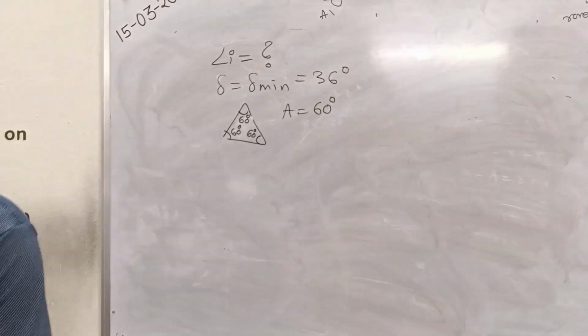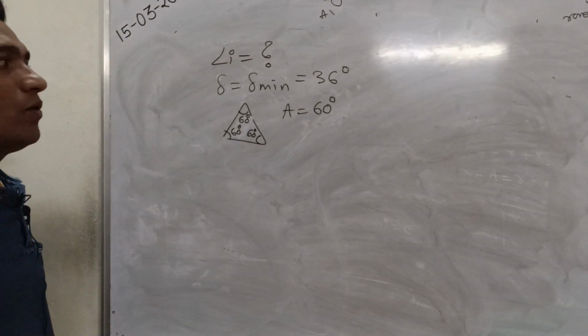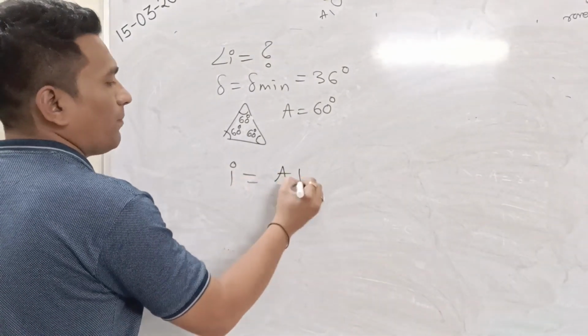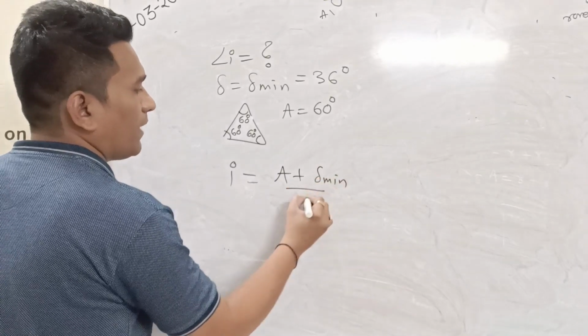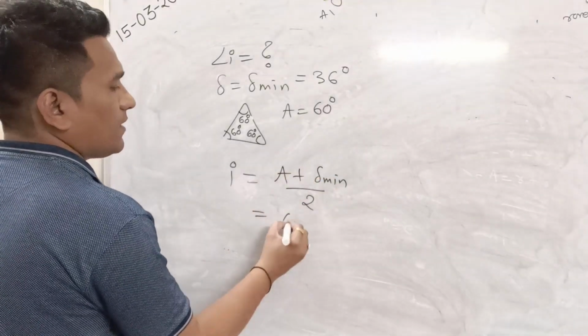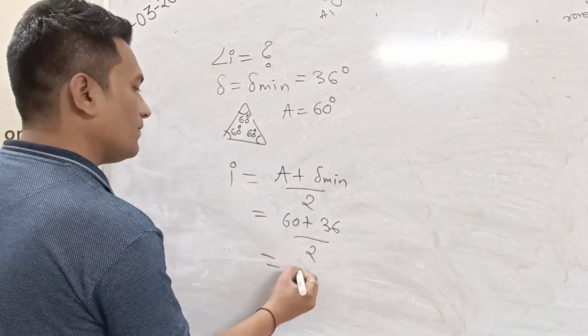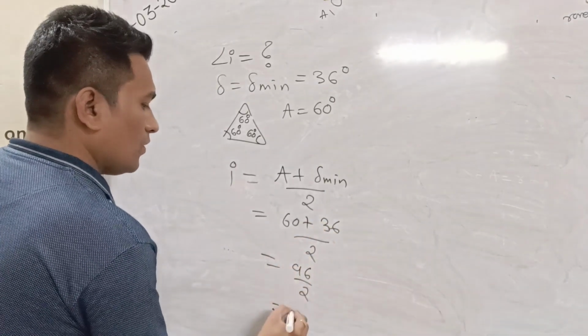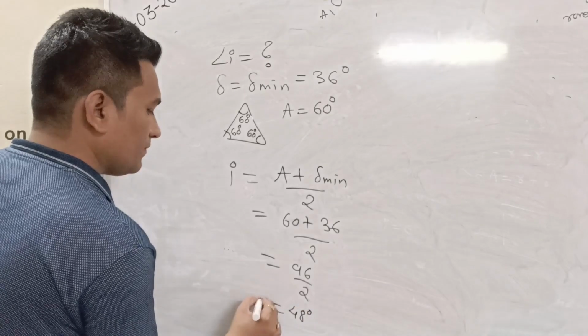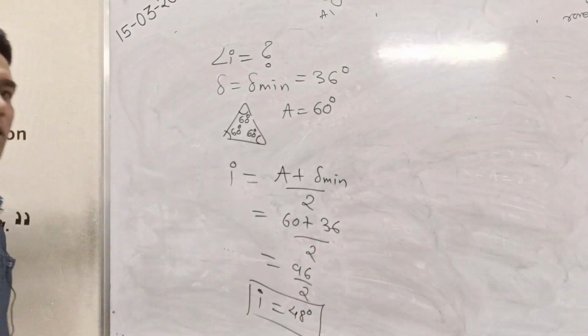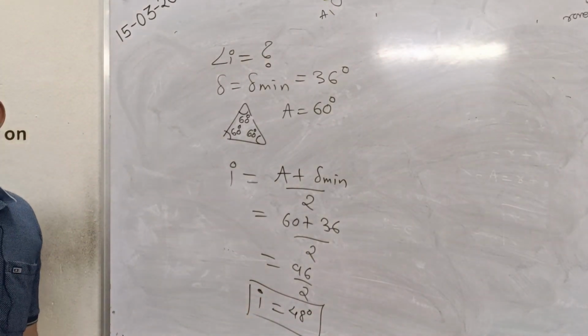So we are supposed to find out I. Do we have the formula for I? Just now I wrote the formula: I is equal to A plus delta minimum divided by 2. What is A? 60. What is delta minimum? 36. Divided by 2, the sum is 96, so 48. So the angle of incidence is 48 degrees.